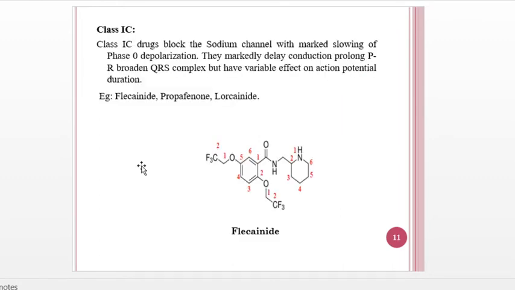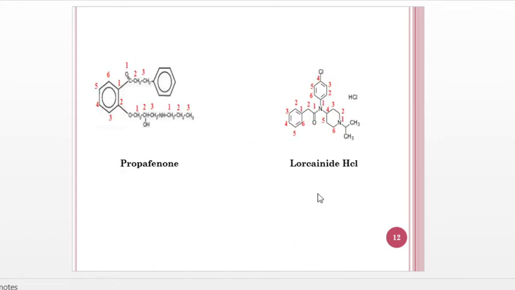Now we can see class 1C. What are class 1C antiarrhythmic drugs? They block the sodium channel with marked slowing of phase zero depolarization. They markedly delay conduction, prolong the PR interval and broaden the QRS complex, but have a variable effect on the action potential duration. Examples are flecainide, propafenone, and lorcainide. This is the structure of flecainide, this is propafenone, and this is lorcainide. These are important. Lorcainide is a very important drug.